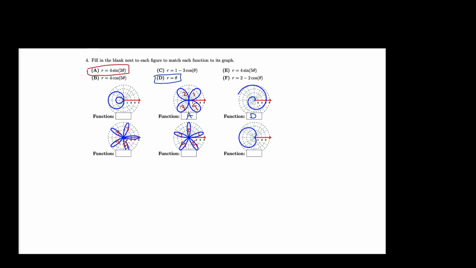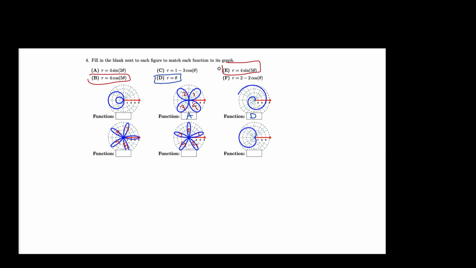Now I know for odd numbers the number of petals matches the number that multiplies the theta. Let's see, where do I have that? So I have to have a 5 times theta, and I have it over here, and I have it over there. And the difference between them is one has 4 cosine 5 theta, and the other one has a 5 sine 5 theta.